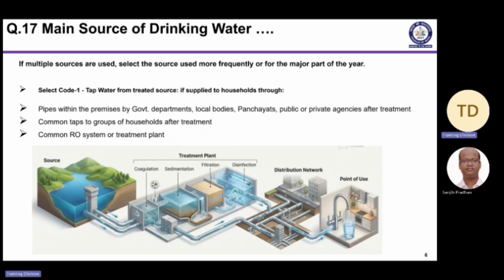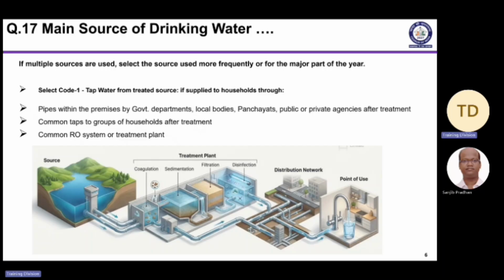So the first code is tap water from treated source. First is tap, then treated, so 2 parts are coming. Tap water is generally when a household gets water through taps, supplied to a group of houses by a government agency or a private agency or a panchayat or a local body. When it comes to the household through pipes, to the premises, or to a common tap, it is called tap water.